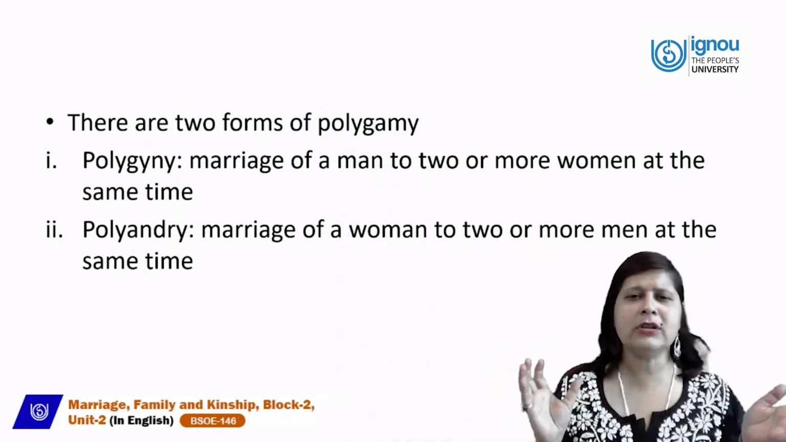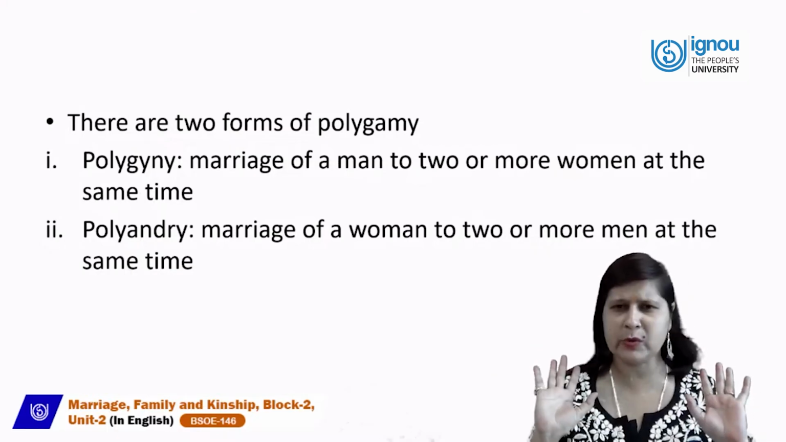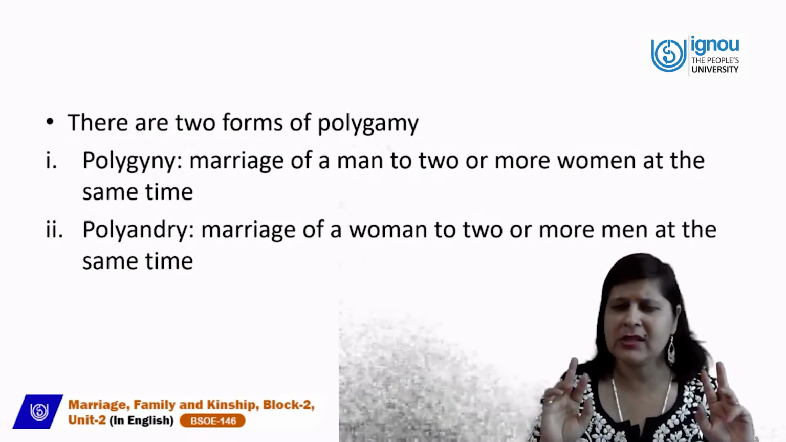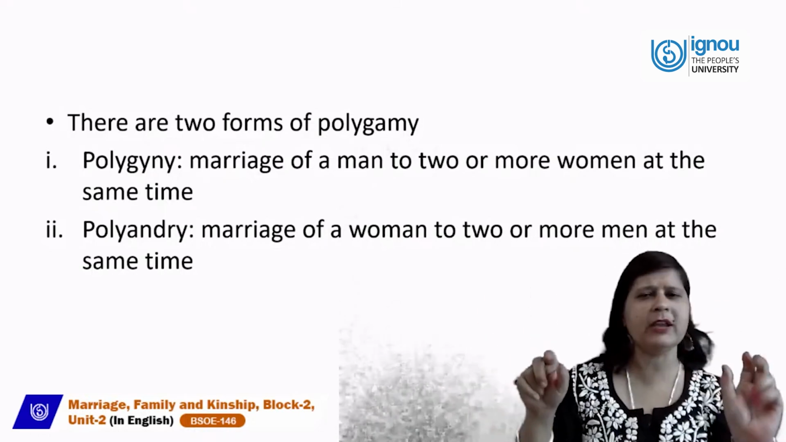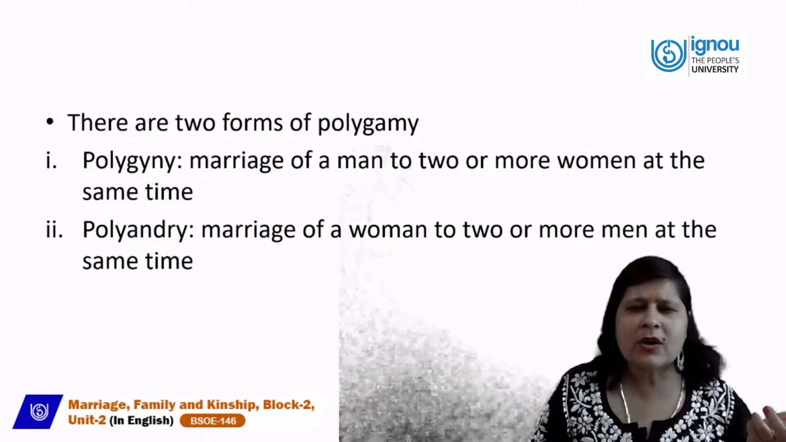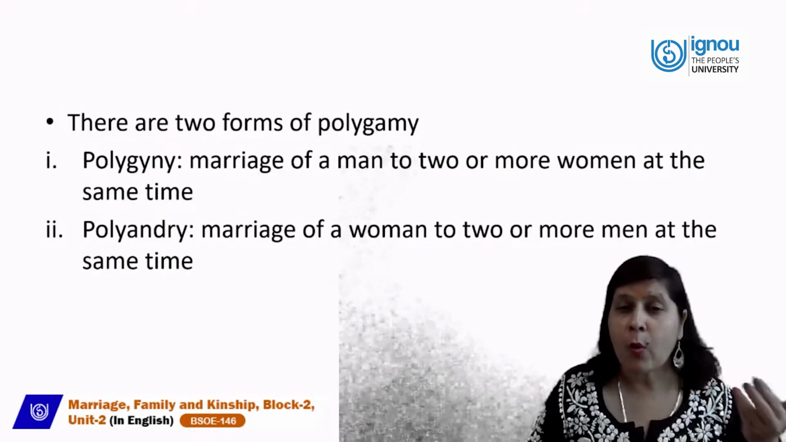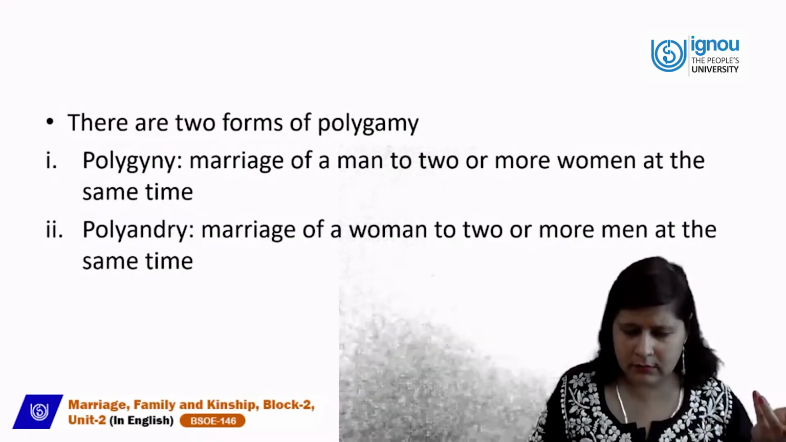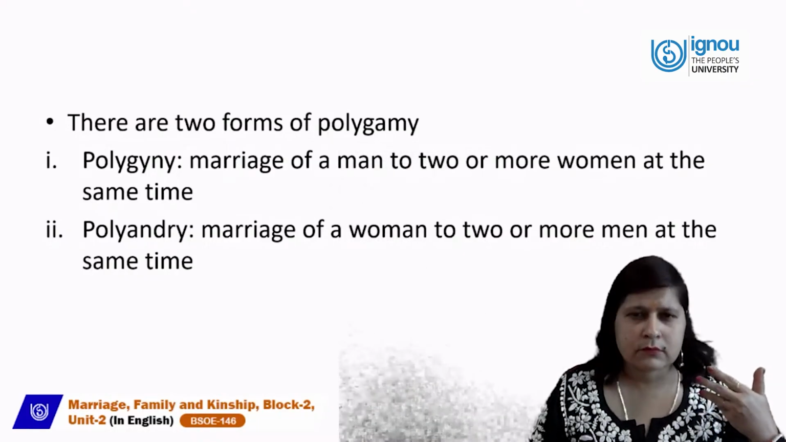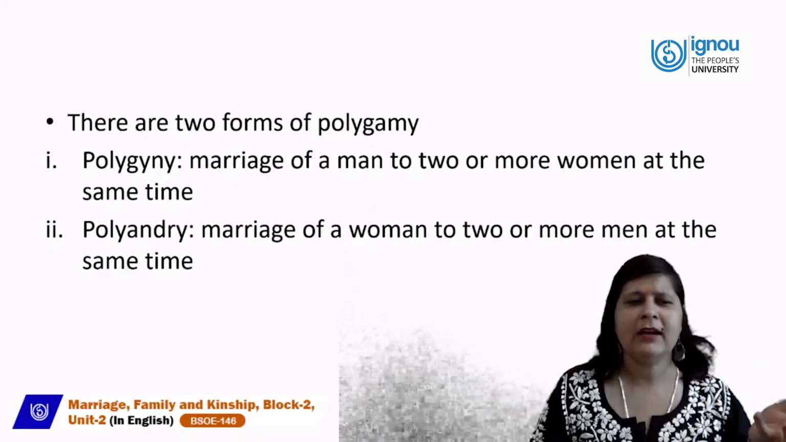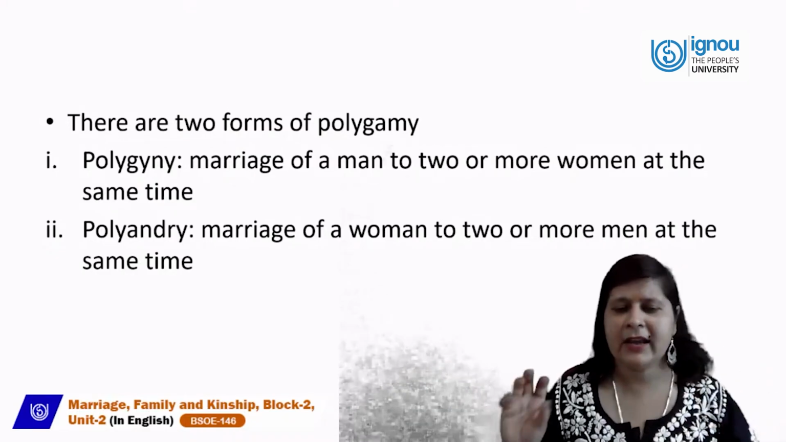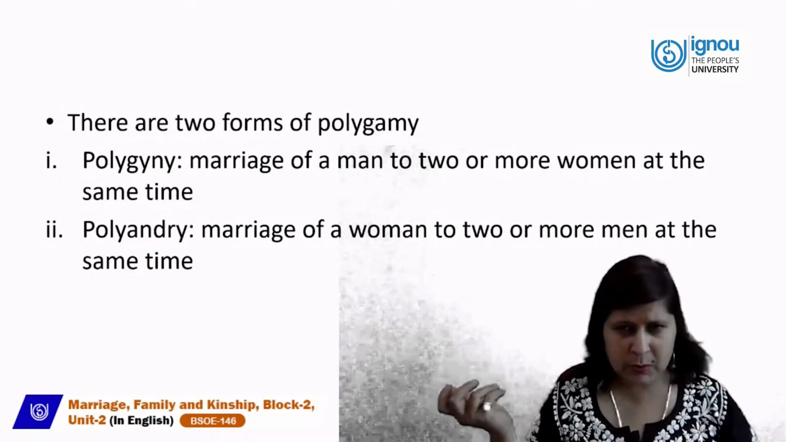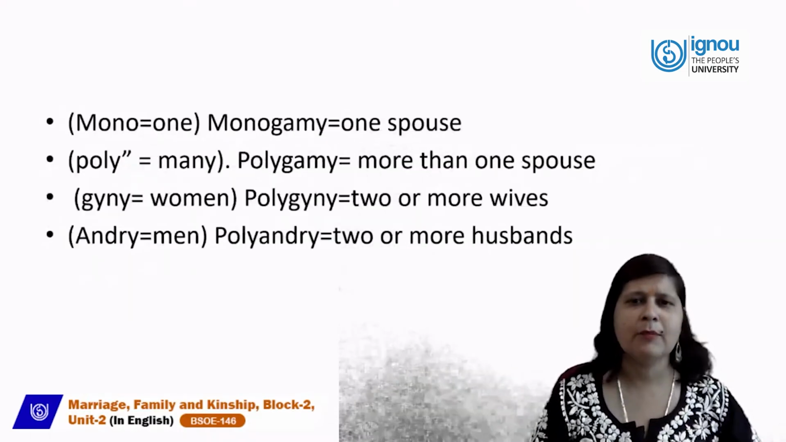Monogamy is that both male and female can have one spouse. Polygamy is that they can have more than one spouse. Polygamy is further divided into polygyny and polyandry. Polygyny is when one male can marry more than one woman at the same time. And polyandry is when a woman can have two or more spouses at the same time.